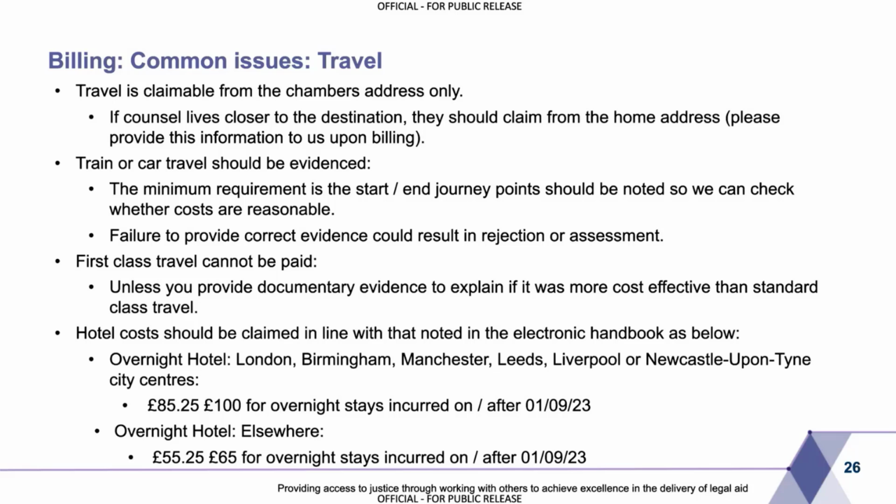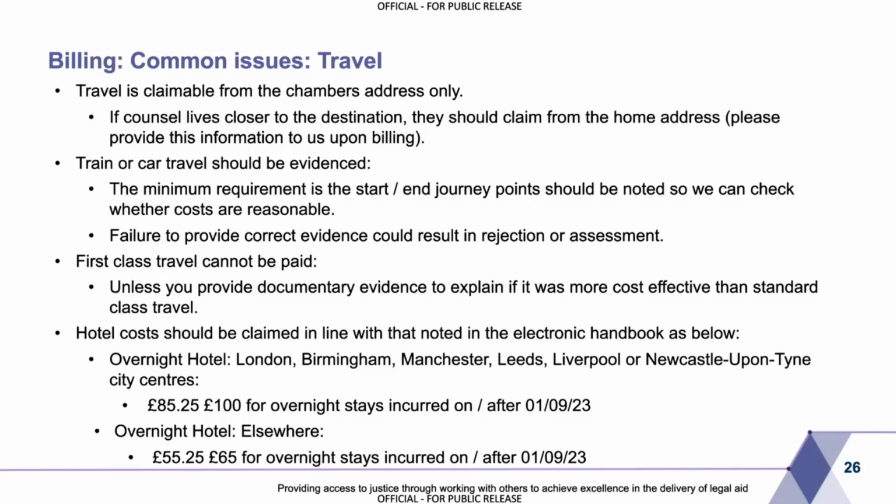This can be part of your narrative, it can be on your CF1A, it can be on your fee note, but if you just give us the further information that we need to be able to justify your travel, then we should have no requirement for any further rejections or any further assessments on that one, to save everybody a bit of time. Train and car travel should be evidenced.